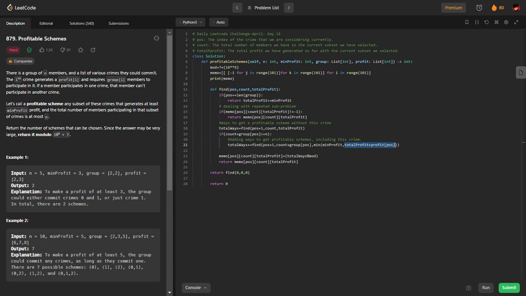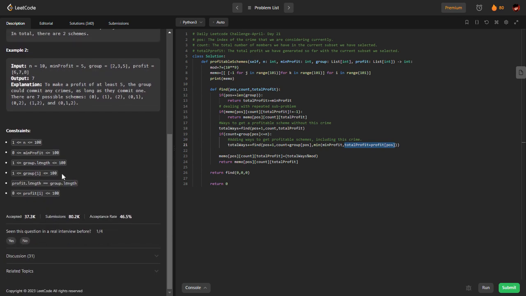See, if it's less than minimum profit, then it will show as it is. If it is greater than the minimum profit, then we'll show the minimum profit only, okay? Because this will save us some of the steps. See, this is also going to be a parameter in this array, right? So we are just trying to limit our array, because the minimum profit, as you can see here, has a dimension of 100. So we have considered this dimension only.